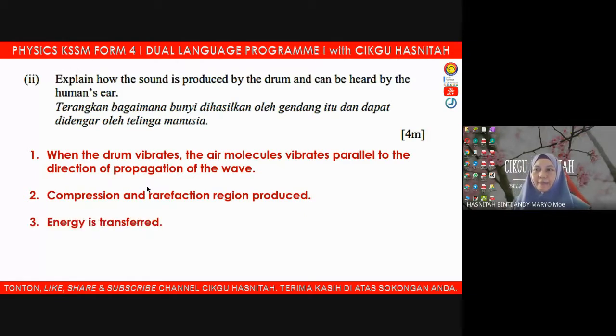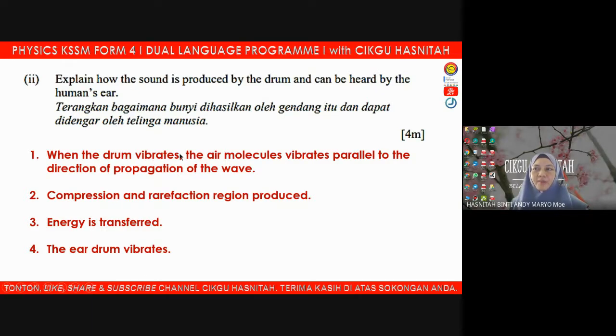Okay, then what happened? Energy is transferred. Remember, energy is transferred when a wave is propagating. And finally, where is this energy reached? It reaches our eardrum and then it vibrates our eardrum. So this is how we are able to hear the sound coming from the drum. So can you see the sequence?